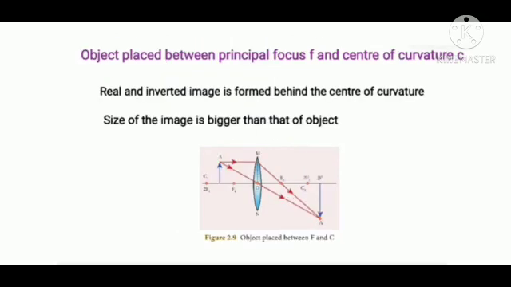Next position is object placed between F and C, that is between the principal focus F and the center of curvature C. Here a real and inverted image is formed behind the center of curvature, and the size of the image is bigger than that of the object. Object is placed between F and C, image will be formed beyond C.